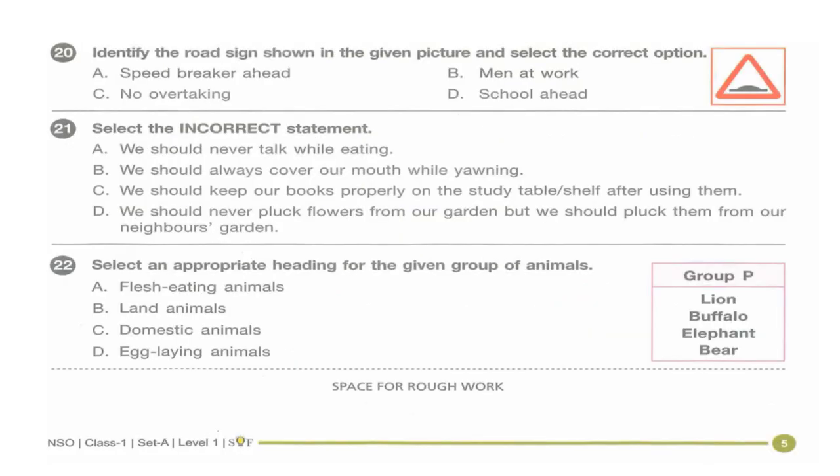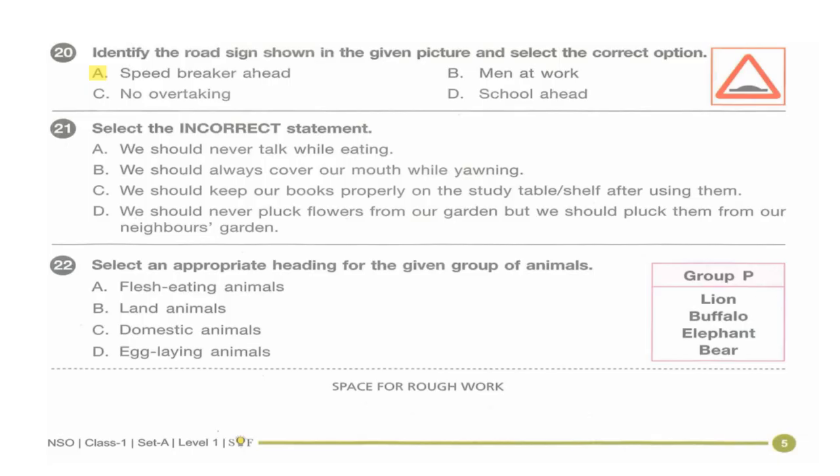Question number 20. Identify the road sign shown in the given picture and select the correct option. A, speed breaker ahead. B, man at work. C, no overtaking. And D, school ahead. The road sign indicates that there is a speed breaker ahead. Hence, answer is option A.